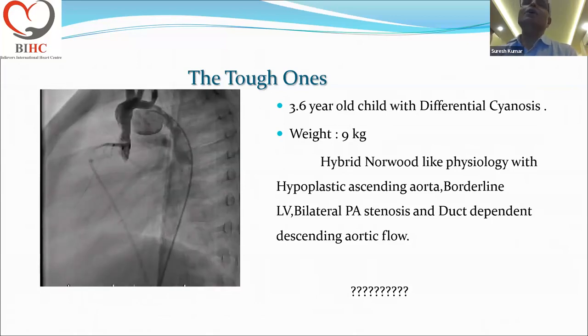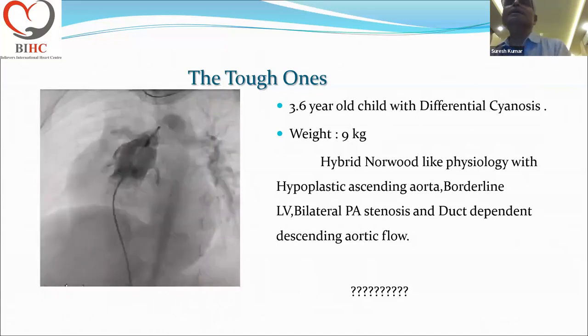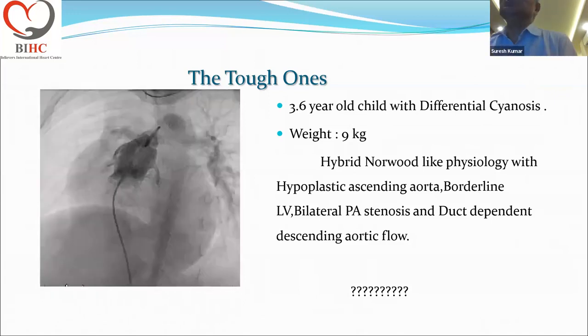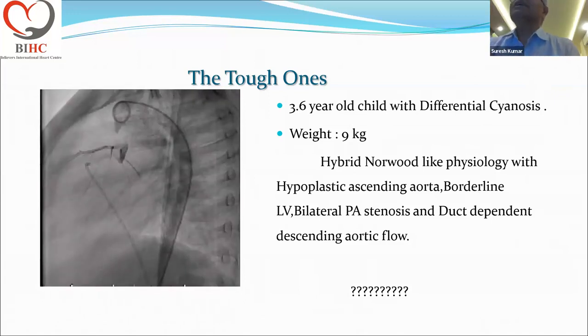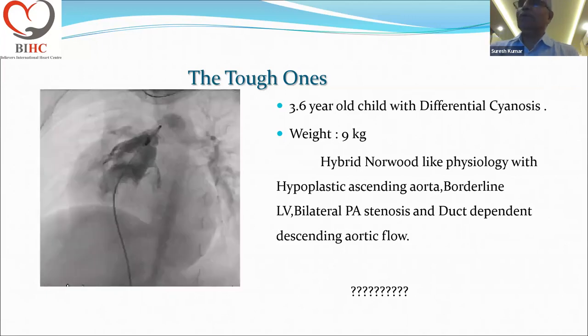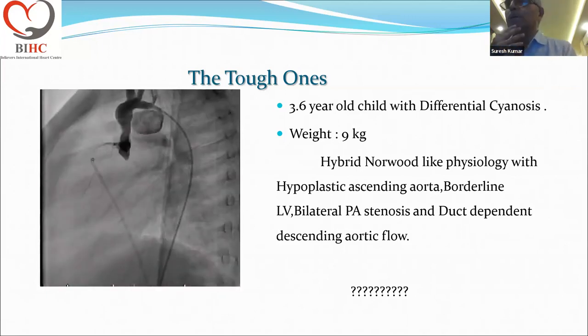This child was living on a duct with a ductal aneurysm, which was supplying the lower limb. And that is why the child had differential cyanosis. And the child had severe distal arch hypoplasia. And the child had bilateral PA stenosis. So it was as if the child had a physiology similar to a hybrid Norwood. He had failure to thrive and lower limb cyanosis. We were wondering what to do for this child.